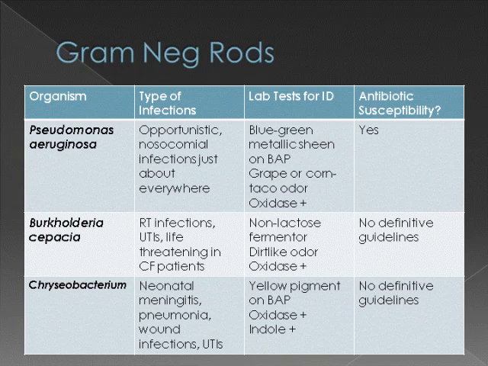Then we have Burkholderia cepacia, which causes respiratory tract infections and UTIs. It can be very life-threatening in patients that have cystic fibrosis. It is a non-lactose fermenter, has a dirt-like odor, and is oxidase positive. And there have been no definitive guidelines established for susceptibility testing for this organism.